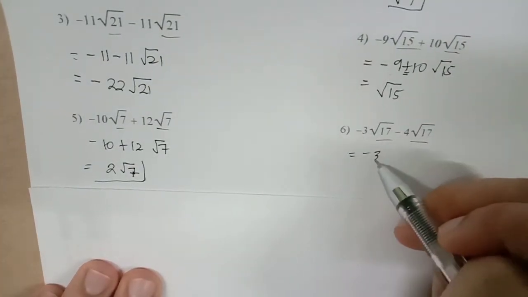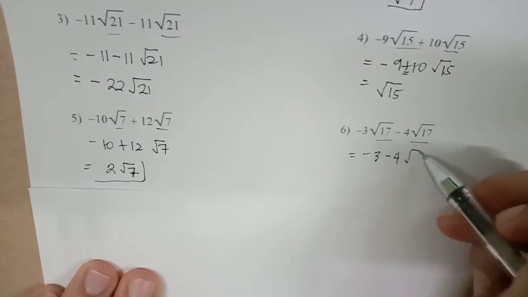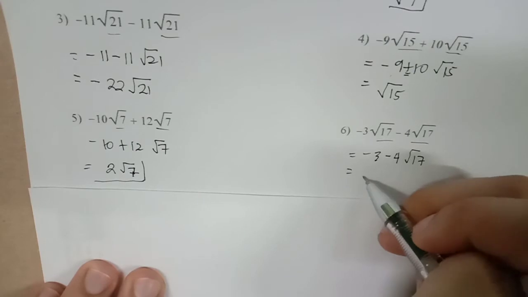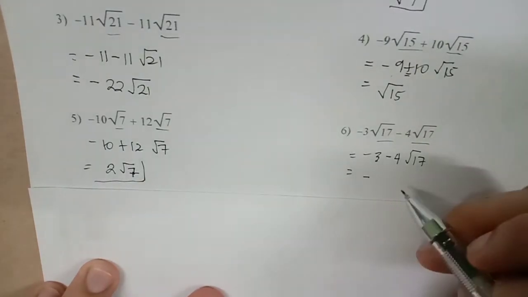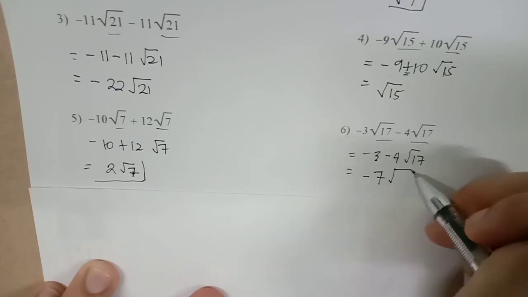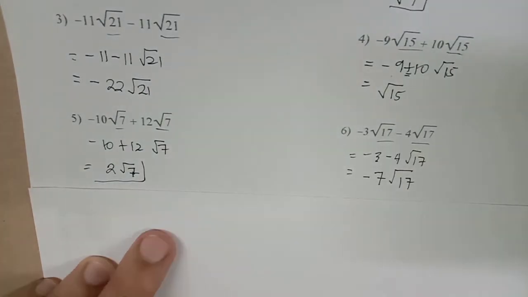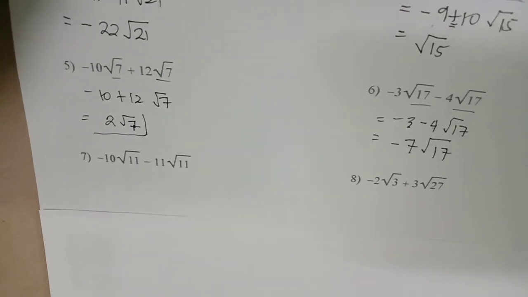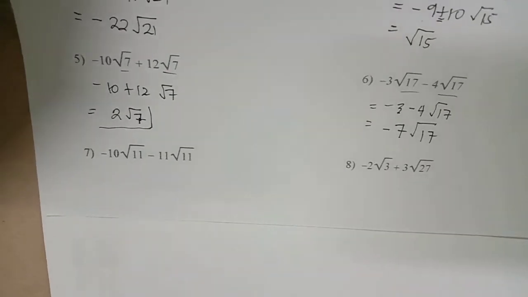Next is negative 3, negative 4 square root of 17. So, parehas po sila ng sign. So, we're going to add, then copy the sign of the greater. So, we have 3 plus 4. So, that is 7 square root of 17. Ayan po. Pupunta na kasi tayo sa pinaka, medyo maano pa.